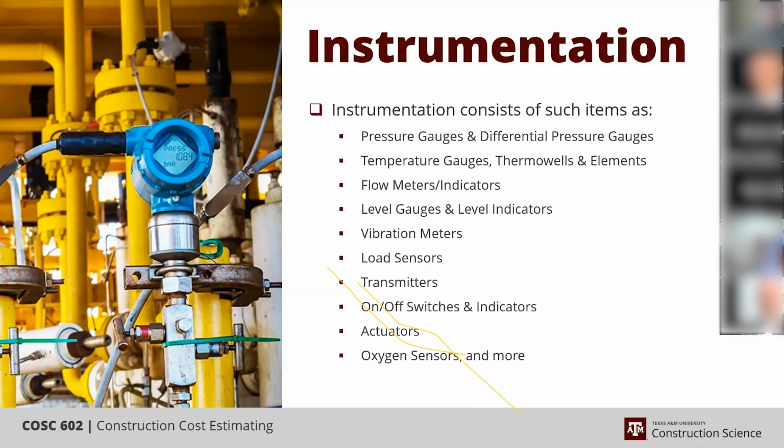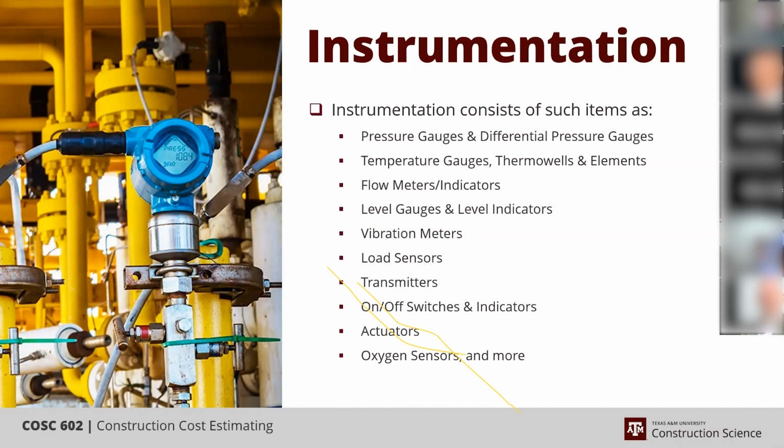And then I note down below, transmitters. You can have a pressure gauge, you can have a temperature gauge, you can have a flow gauge, but they're just measuring what the environment is. The transmitter takes that information, converts it to a signal, and sends it to the control room. So that's how the control room's receiving the information.